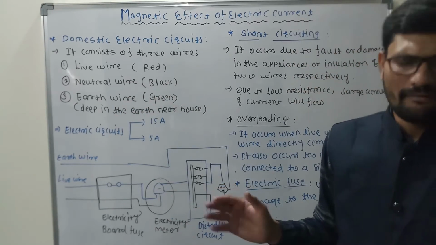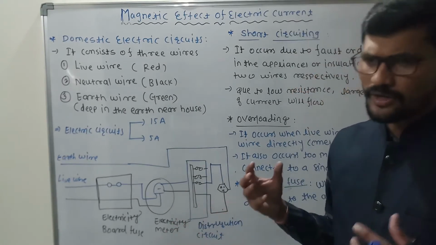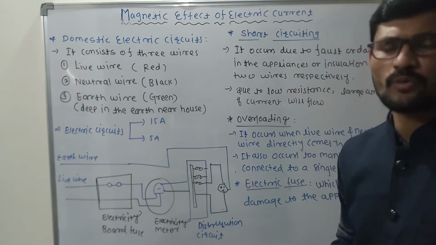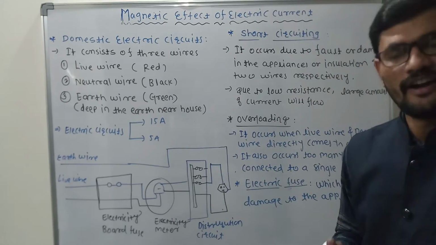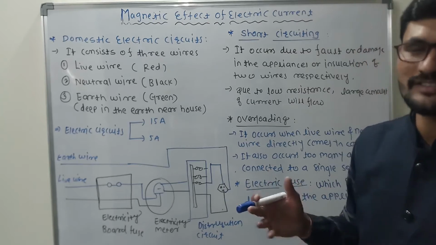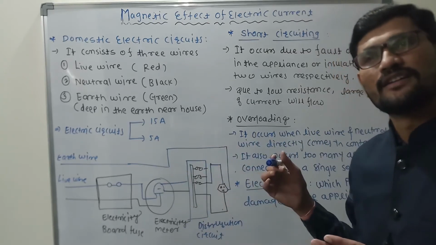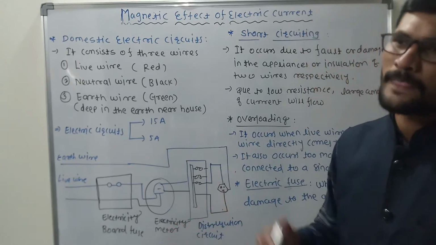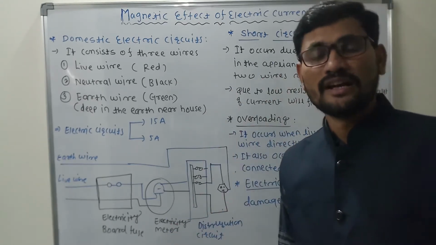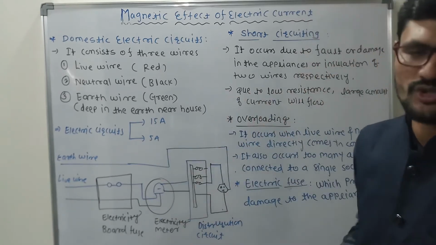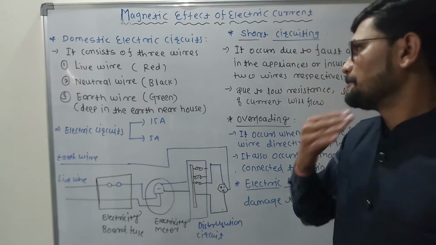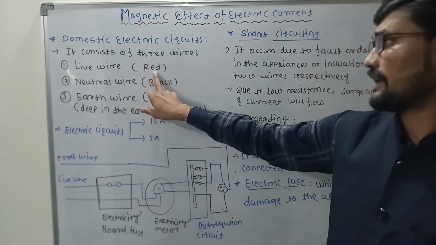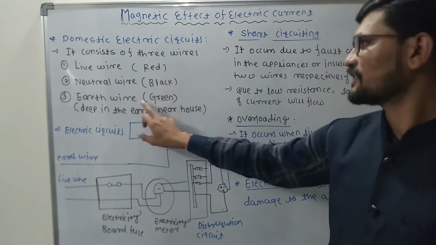Clear? So wherever work on a domestic electric circuit is going on, please go and see what colors of wires they are using. And the electrician will immediately tell you how things are to be connected. After getting the connections from the pole nearby the house, when the supply passes through the electricity meter, all these things have to be followed. Clear? Live wire is red, neutral wire is black, earth wire is green.